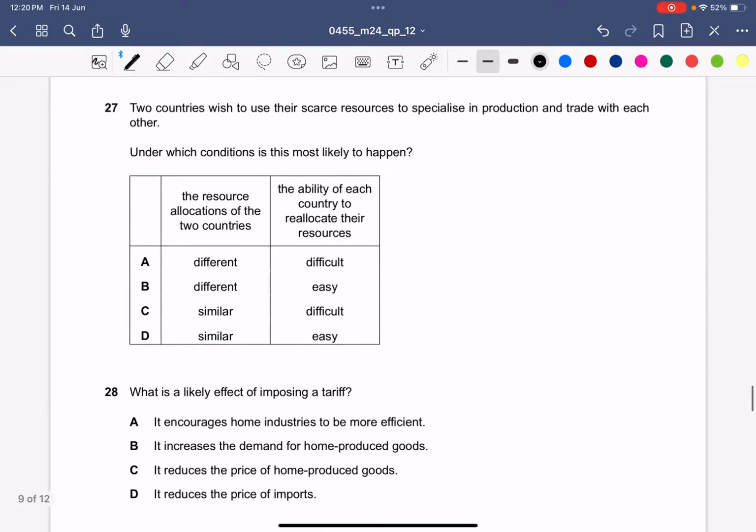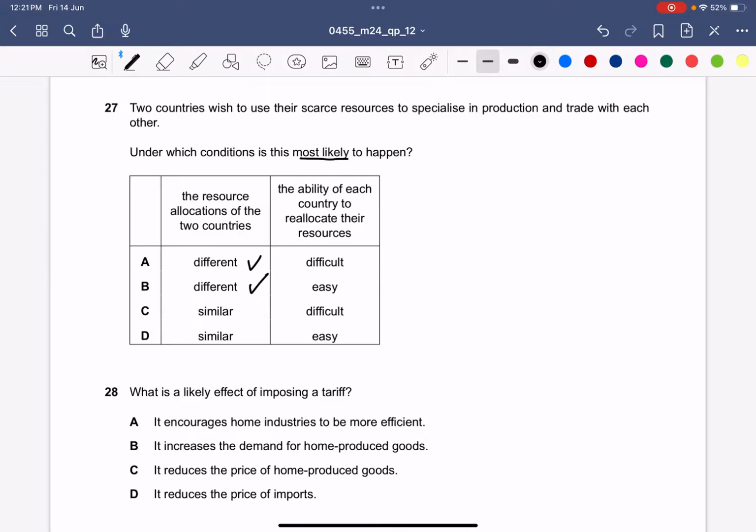Question 23. Two countries wish to use their scarce resources to specialize in production and trade with each other. Under which conditions is this most likely to happen? The first one, the resource allocations of the two countries, it should be different. Why? Because I give an example. Country A has silver, and country B has oil. They need to trade with each other because they do not have the raw materials in their own countries. So the country with silver only can trade with the country that has oil only.